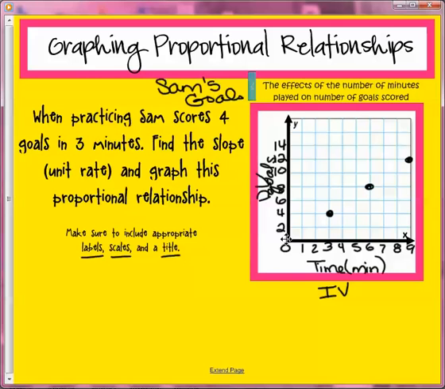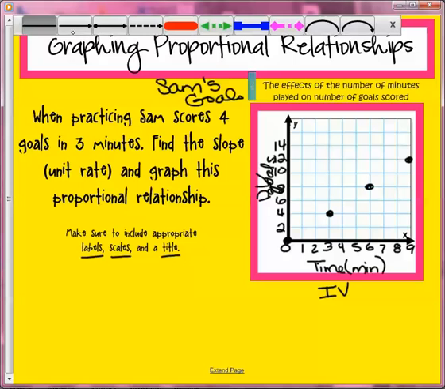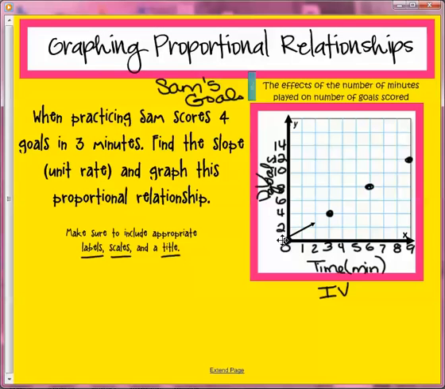How many does he score at no minutes? 0. So this is proportional. They told us that already. And if we graph it, we would want to make sure that our line goes straight through each one of our points and has an arrow at the end. Make sure that you do that.